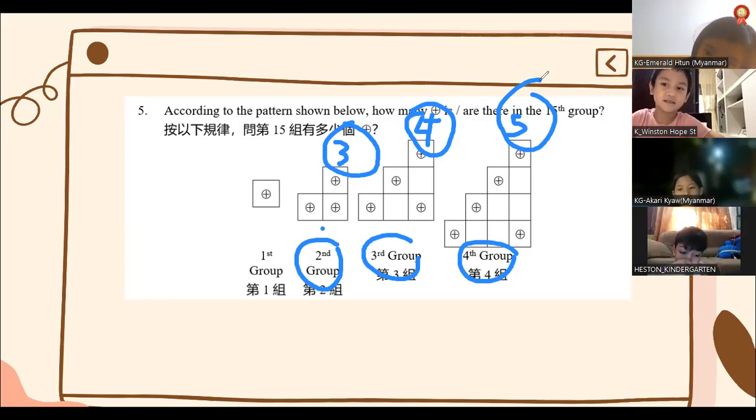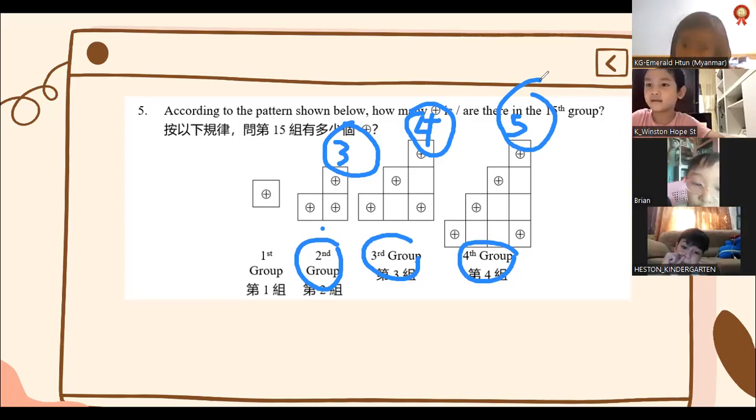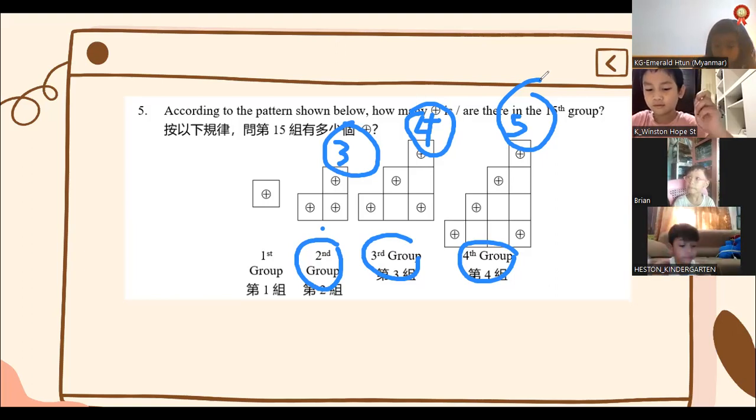Since you're asked for the 15th group, yes, you will have 15. And then you will have plus 1, which is 16.